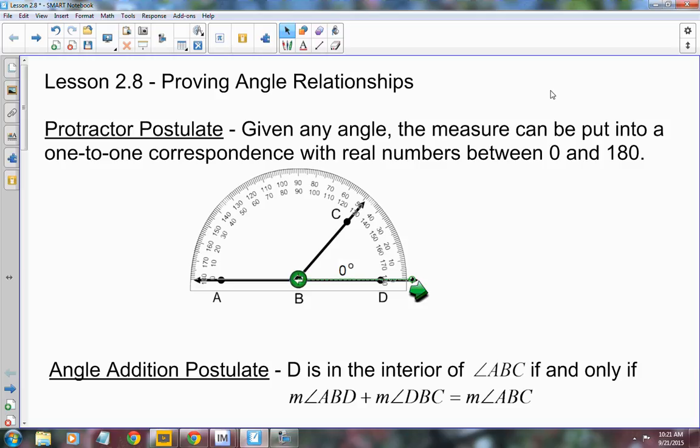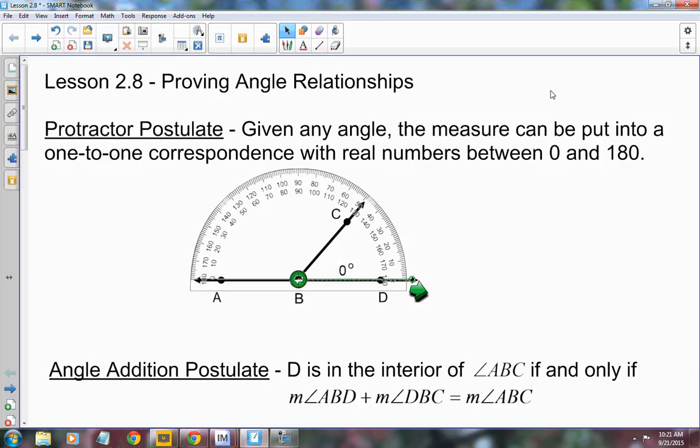And you had to add segments together or subtract segments from each other. You can do that same thing with angles. Okay, so all that we did with segments applies to angles. Now, our first postulate is kind of like that ruler postulate that we learned. We don't really use it a whole lot, but there's this one called the protractor postulate.